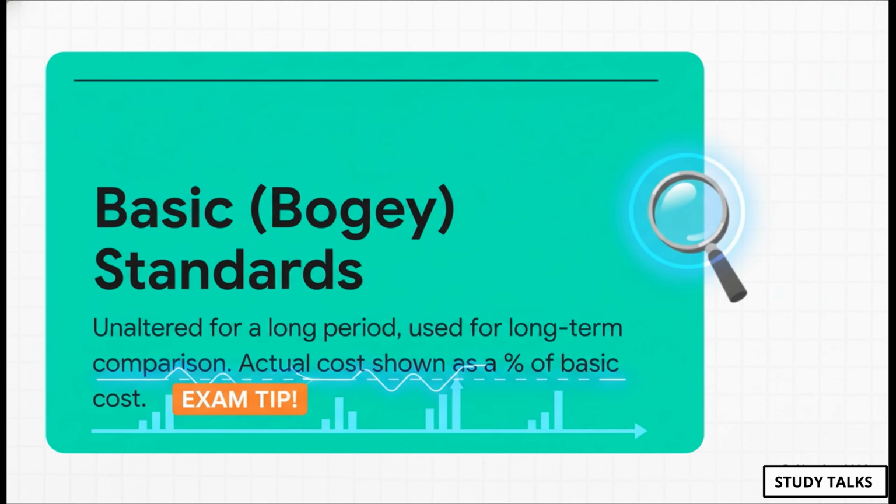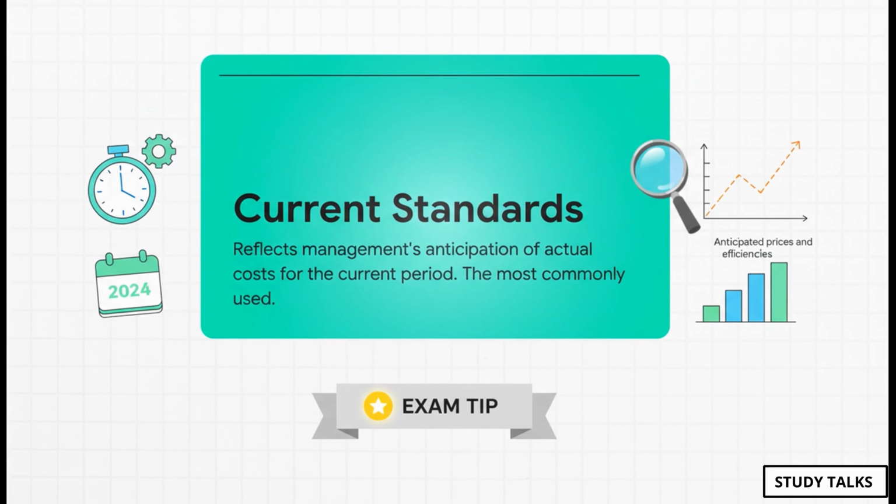And here's the exam trick. You don't really calculate variances with these. Instead, you just show your actual cost as a percentage of that old basic cost to see how things have changed over the years. And finally, the most important one for practical purposes, current standards.